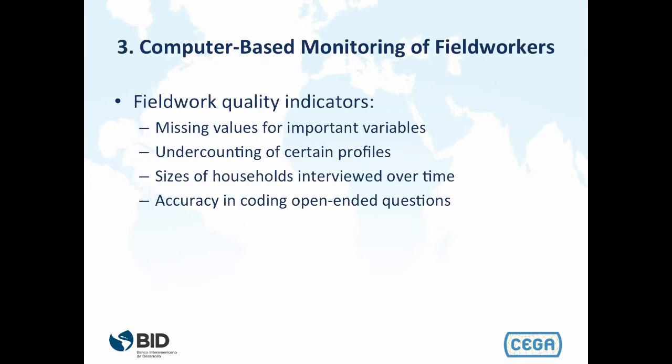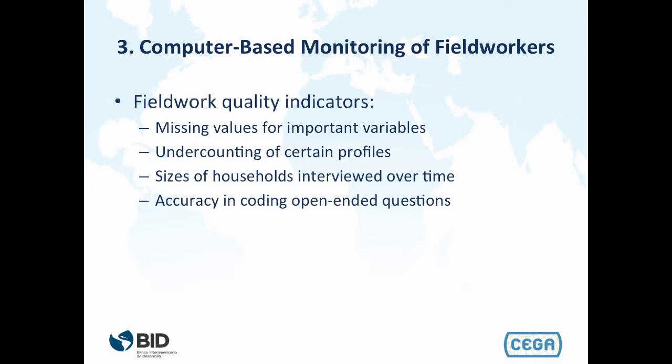That brings us to computer-based monitoring of field workers. This exercise can certainly be done by supervisors or other data quality control team members, but there are several fieldwork quality indicators that can be monitored over time in order to assess the performance of interview teams. Examples of these quality indicators include missing values for important variables, undercounting of certain profiles of respondents, and the sizes of households interviewed changing over time.